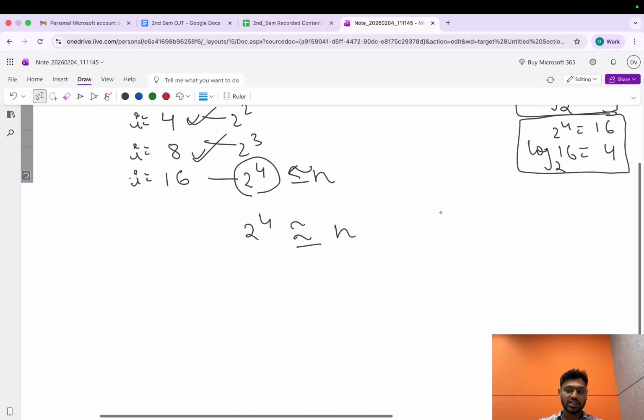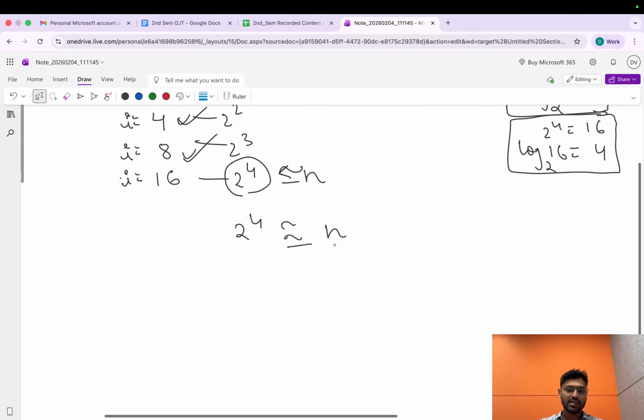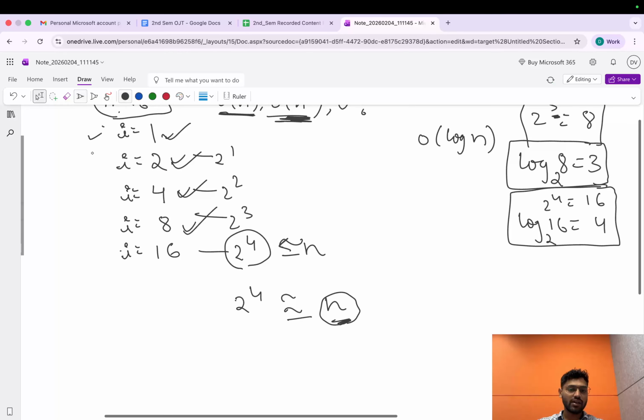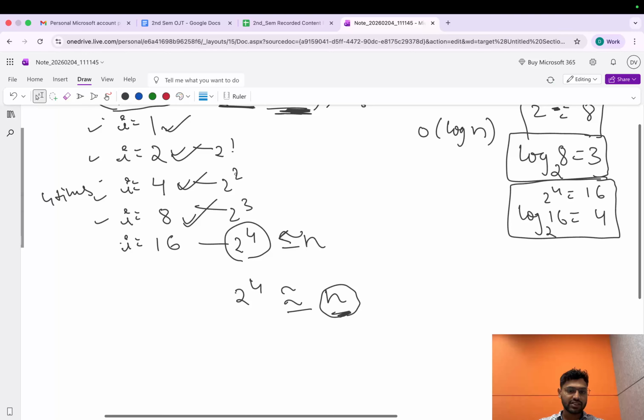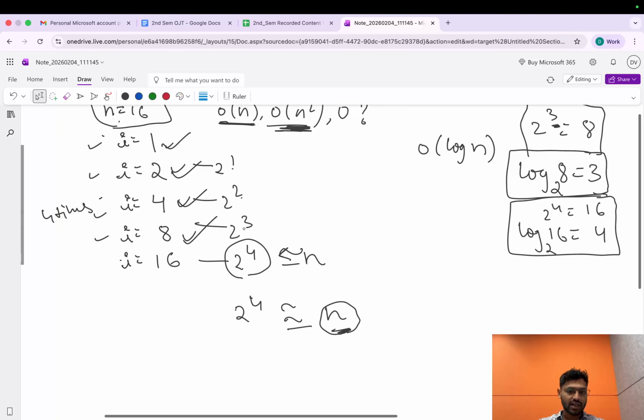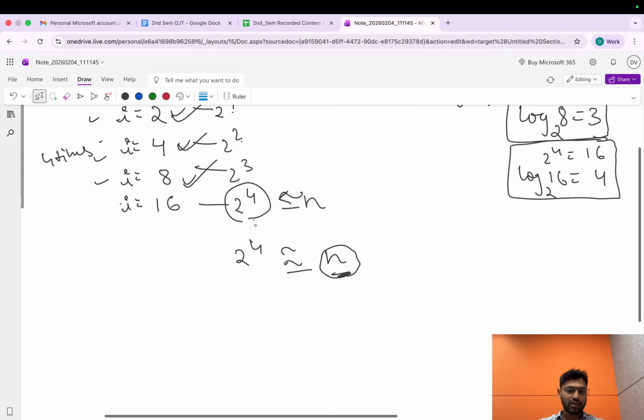Then how do you justify this? How do you represent this in terms of n? How many times is it running? 1, 2, 3, 4 times. It is running k times. Exactly. Let's say first time, second time, third time, fourth time. So it is going to run 2 power k times.